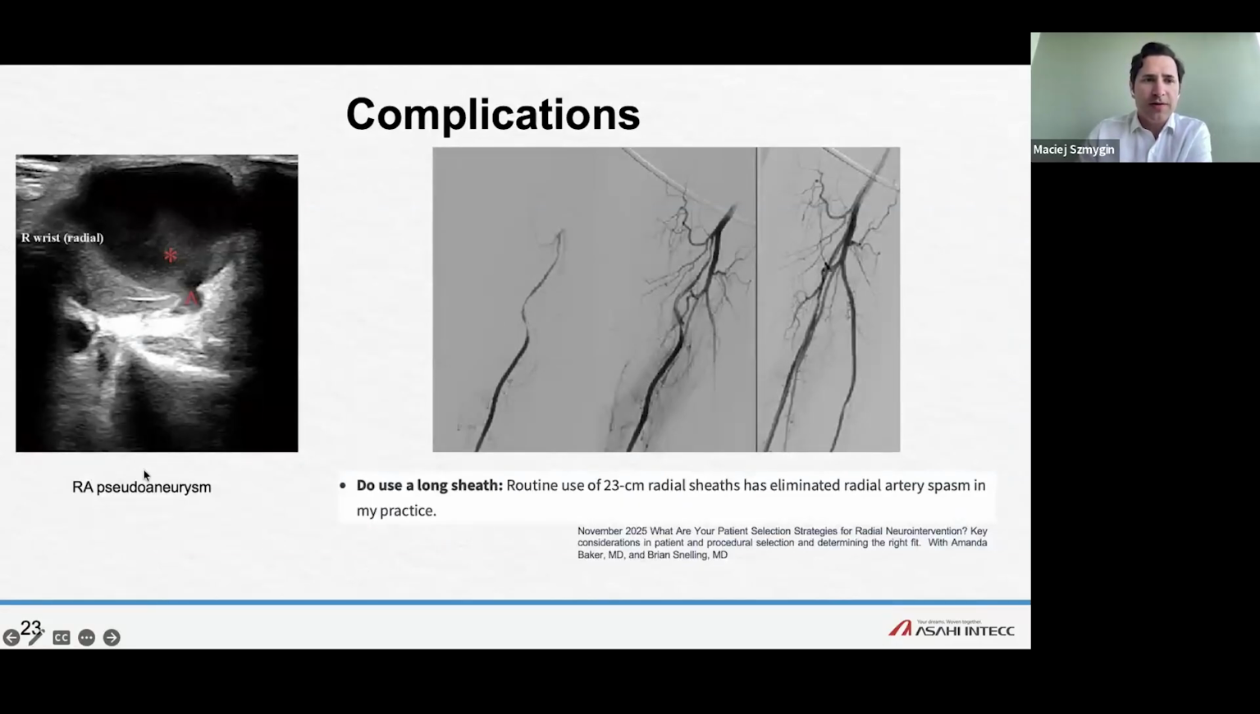Here is the view of pseudoaneurysm. It's from the internet, because, as I mentioned, we never experienced this. And this is the severe spasm. Again, some clinicians use long sheath to eliminate the radial spasm. So it can be an advice, maybe.